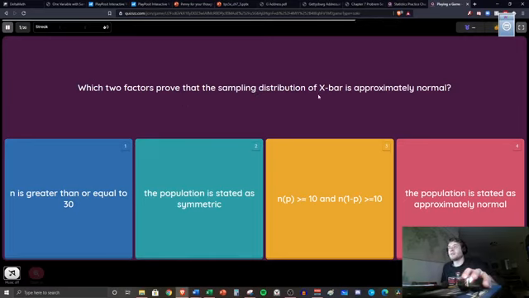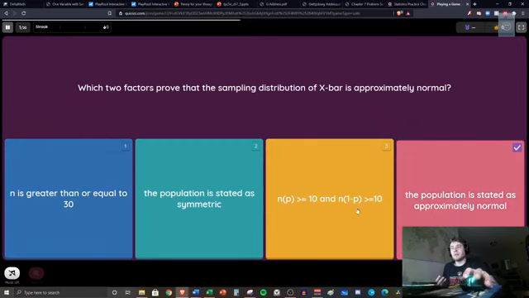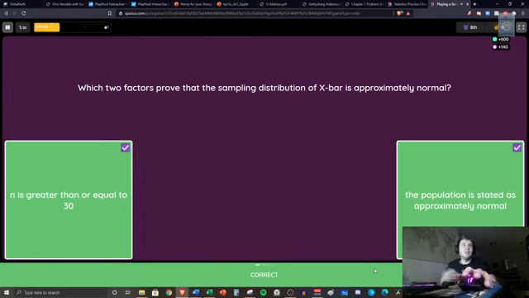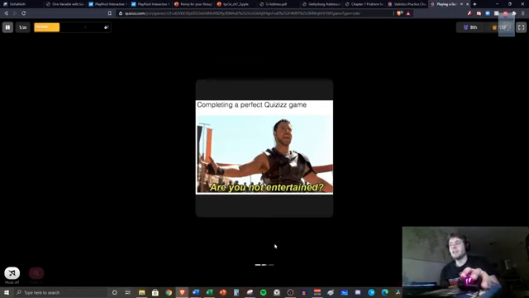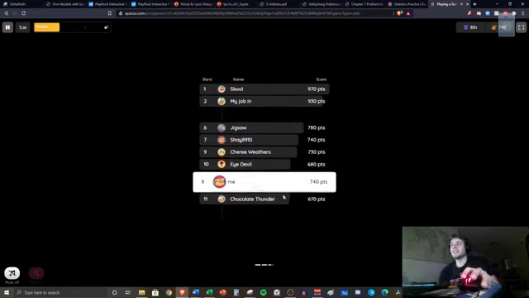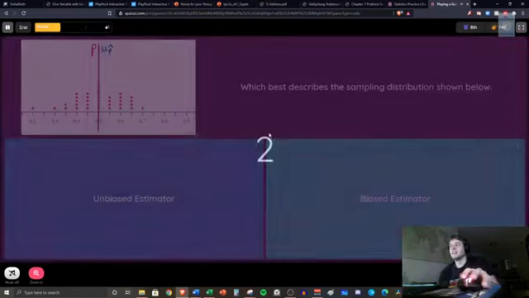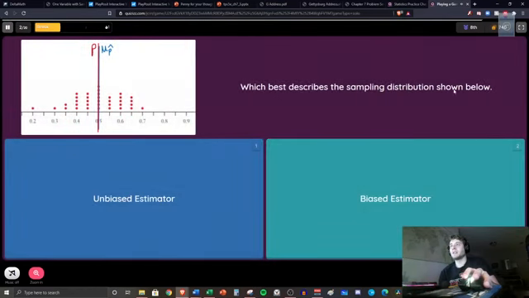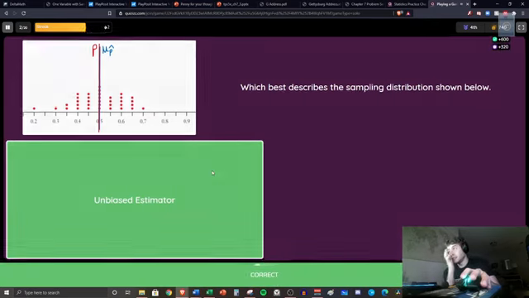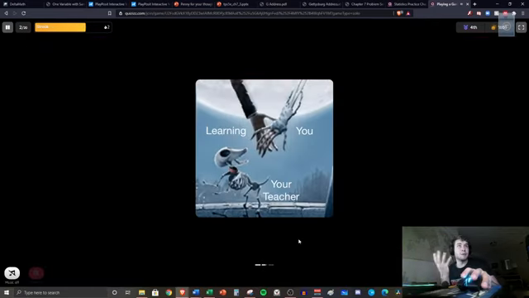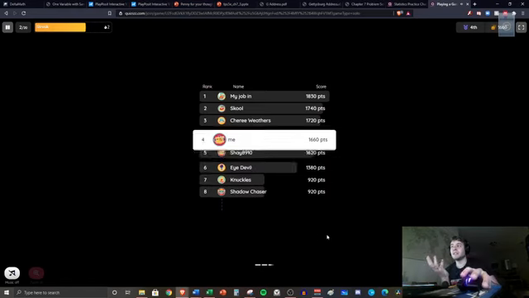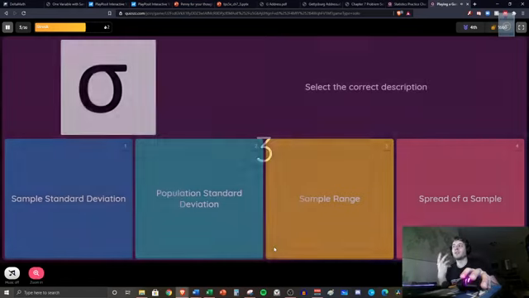So which two factors prove that the sampling distribution of x bar is approximately normal? That's what we just said. The population is approximately normal, or n is greater than or equal to 30. So you can submit that. And you can actually sort of quiz yourself and practice going through here, okay? We look at this one. Which best describes the sampling distribution shown below? This is an unbiased estimator, okay? So you can practice all of these concepts that we've been doing. It's a fun way to do it, okay? And just sort of work on the skills.